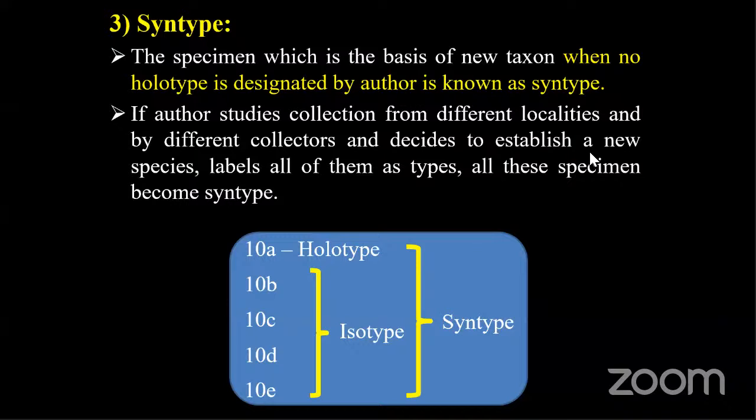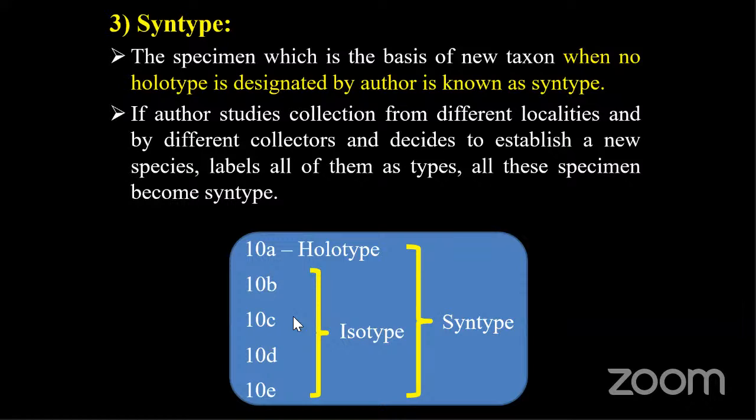Same plants, but of different field numbers. But before deciding the holotype, all the specimens which are collected by the same author, either from the same locality or from a different locality, either by the same collector or by different authors, but which are of the same plant or the same specimen, are commonly called syntypes. Means before deciding the holotype, whatever specimens are utilized for the new taxon are commonly called syntypes. These are the collective herbarium specimens. Before deciding the holotype, all the herbarium specimens are commonly called syntypes.